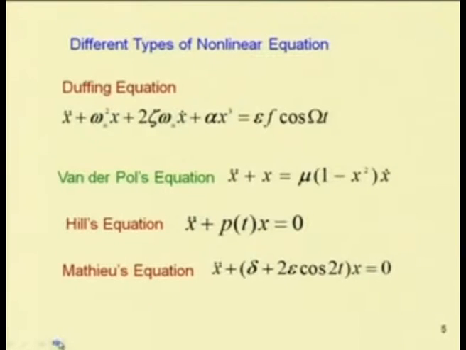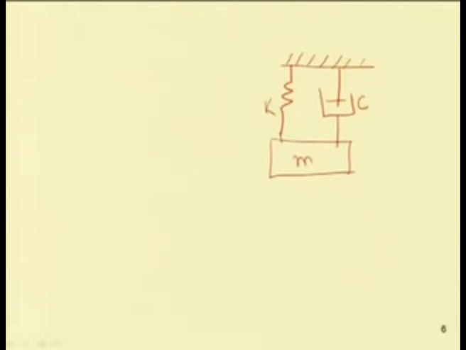So, last class we have seen 4 different types of equations. One is the Duffing equation, which can be commonly derived from a spring mass damper system with a nonlinear spring. So, let us take this system. This is a spring mass damper system, this is mass m, spring constant k, this is c. If the spring is not a linear spring but a nonlinear spring, then the equation of motion for this system can be written in this form.